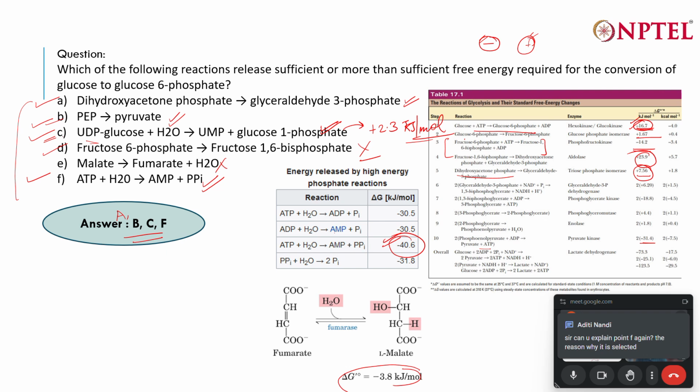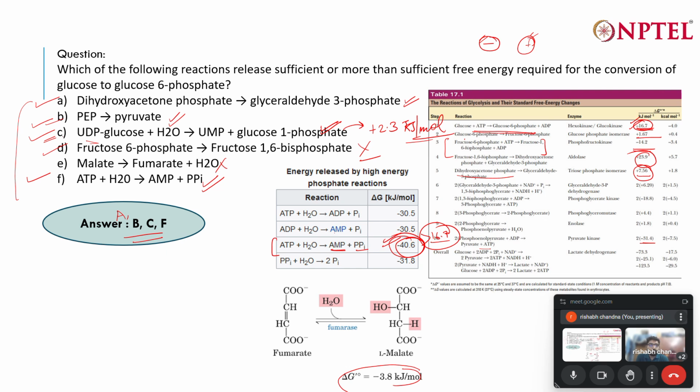Point F. Okay. So as you can see here, the ATP when that is converted to AMP and pyrophosphate, it releases an energy of 40.6 kilojoule per mole. Okay, so that's why that is greater than the 16.7 kilojoule per mole, that is for glucose conversion to glucose 6 phosphate. So it is also selected.